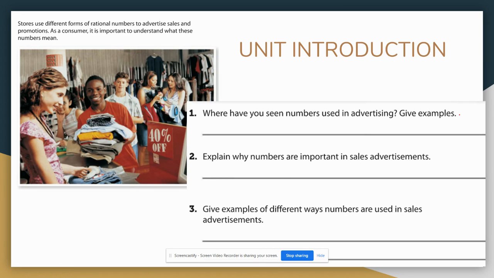Okay. So this unit is all about rational numbers. And up at the top here, it says stores use different forms of rational numbers to advertise sales and promotions. As a consumer or somebody that buys things, it is important to understand what these numbers mean. So one of the first questions, to just jog your memory about where we see numbers in real life, is, where have you seen numbers used in advertising? Give some examples. I'm going to pause the video now so you can type what your examples are within this video.